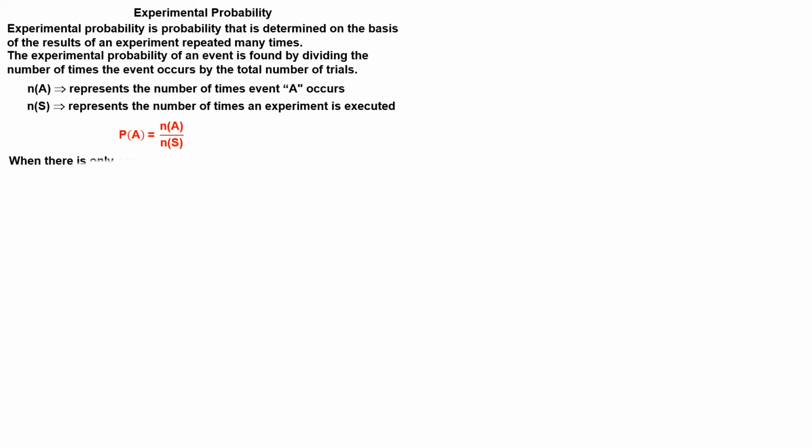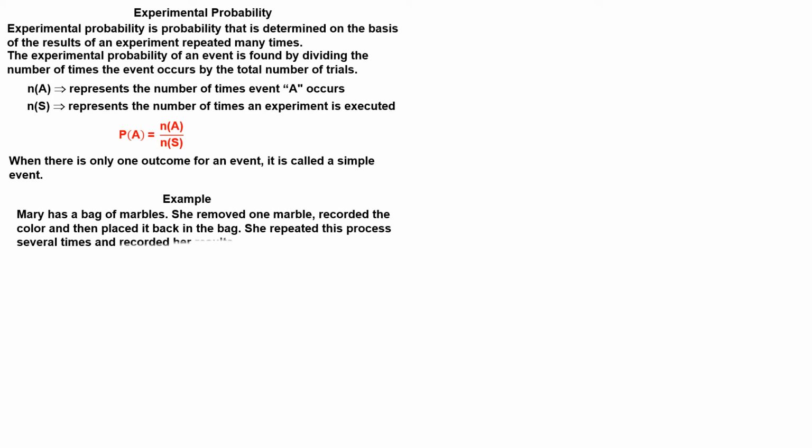When there is only one outcome for an event, it's called a simple event. Let's see how it works. Example. Mary has a bag of marbles. She removed one marble, recorded the color, and then placed it back in the bag. She repeated this process several times and recorded her results in the table.